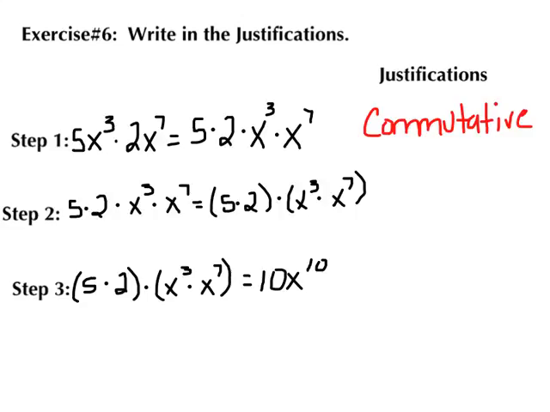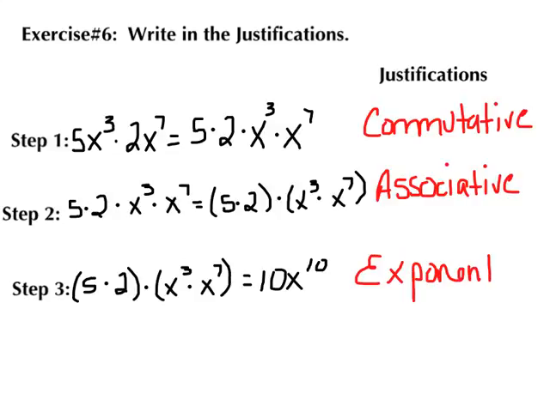Step 2, you notice that they are putting in parentheses there, and they're just grouping your answers together. We're going to call that the associative property. And the last justification, for step number 3, you notice what they did was they multiplied 5 and 2, which gave me 10, and they took their exponents and they added them together. So that is exponent rule number 1. And that's the justification. Exponent rule number 1.